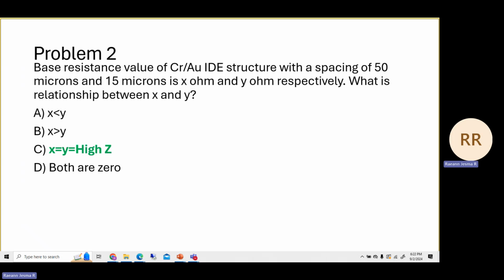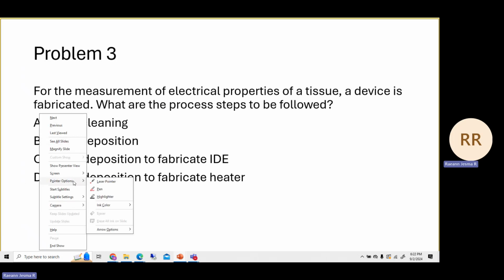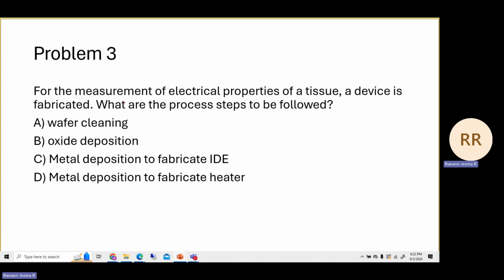Now let's move on to the next problem. Problem 3. For the measurement of electrical properties of a tissue, a device is fabricated. What are the process steps to be followed? As we saw in the previous problem, we use an IDE structure, which is an interdigitated electrode, in order to fabricate the particular device.